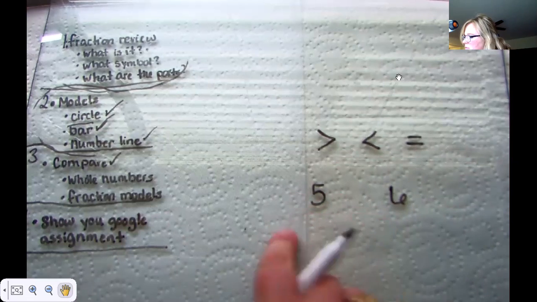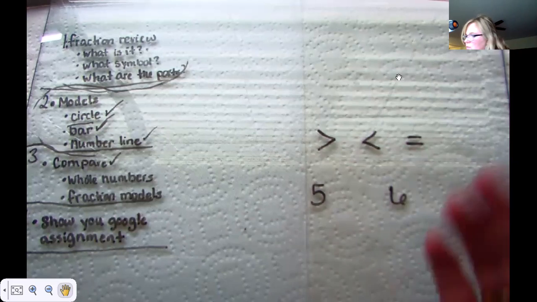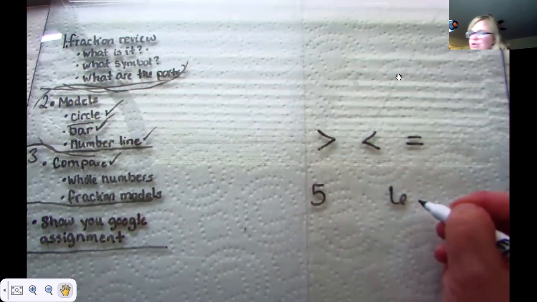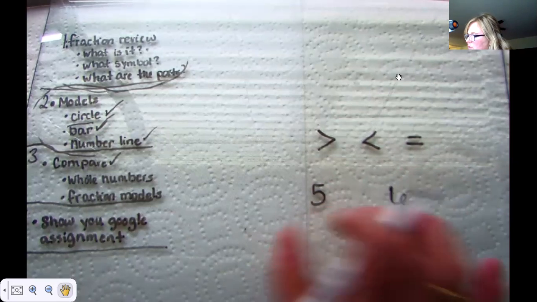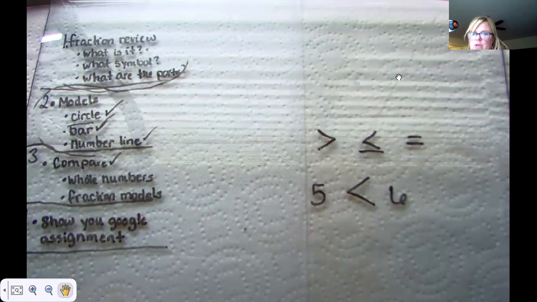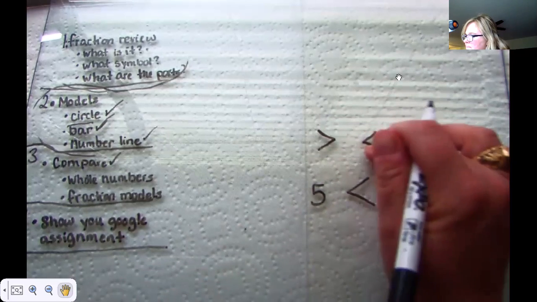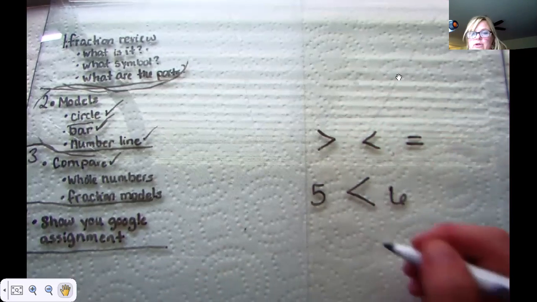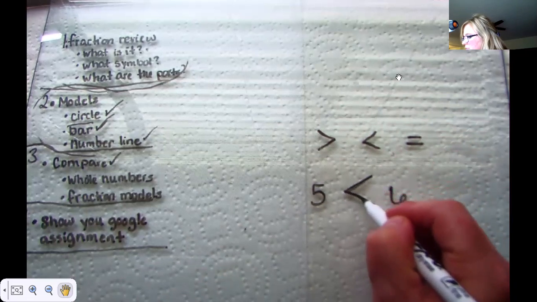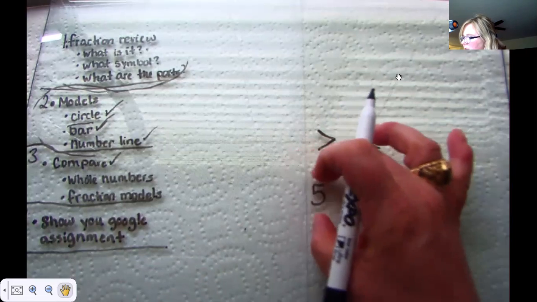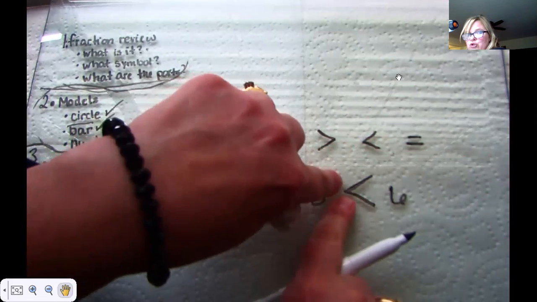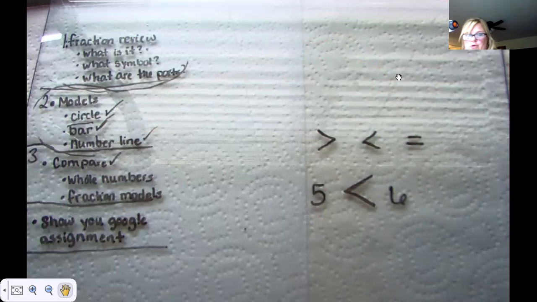How do I compare these using symbols? Well, 5 is less than 6, so I choose the less than sign. A lot of you like to say the alligator's eating the bigger number, and I'm fine with that, as long as you know that the real reason for this is that it's describing a progression. We're going from smaller to larger, okay?